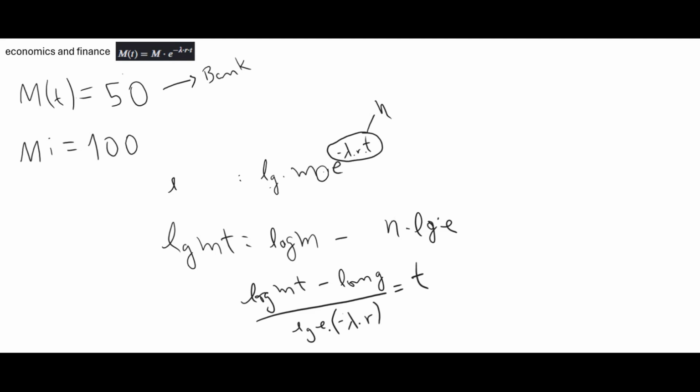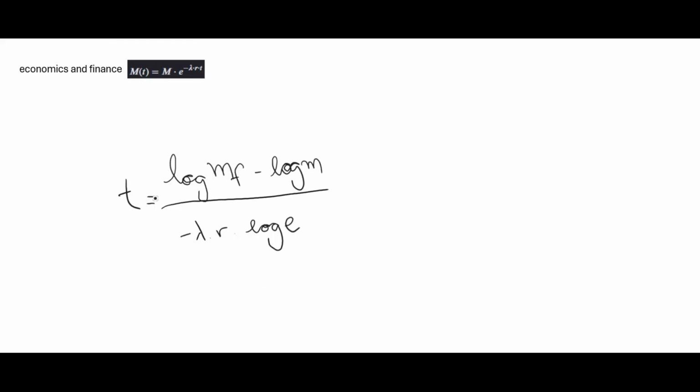Okay, that's the equation. I will type it again, hold on a second. So I have typed it again. The time is the log of the final amount minus the log of the initial amount, divided by minus lambda multiplying r multiplying the log of Euler. The log of Euler is 1, so we can disregard that value.